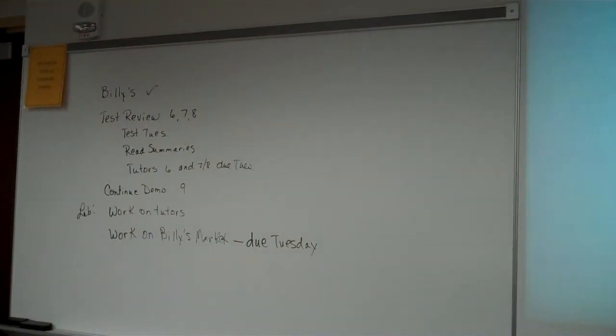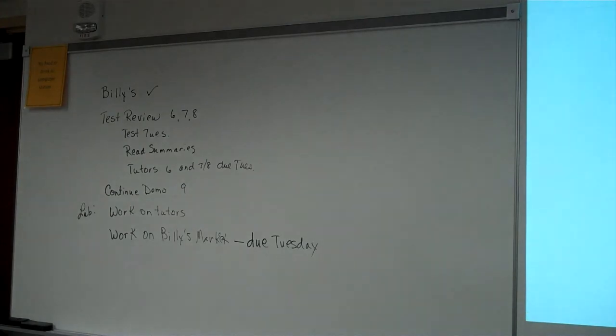All right, any questions about chapter 9? Any questions about the test that we'll take on Tuesday? All right, then I'd like to give you some lab time. And I wrote up there what we need to be working on. You should have 6, 7, and 8 in the tutors are together. So 7 and 8 are together, 6 is separate. You can work on the tutor for 9, or you could work on Billy's Market and then let me do a check before you leave today.